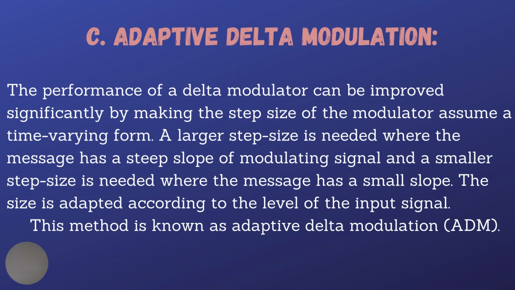The last method for conversion is adaptive delta modulation. The performance of a delta modulator can be improved significantly by making the step size of the modulator assume a time-varying form. A large step size is needed where the message has a steep slope of modulating signal, and a smaller step size is needed where the message has a small slope. The size is adapted according to the level of the input signal. This method is known as adaptive delta modulation.